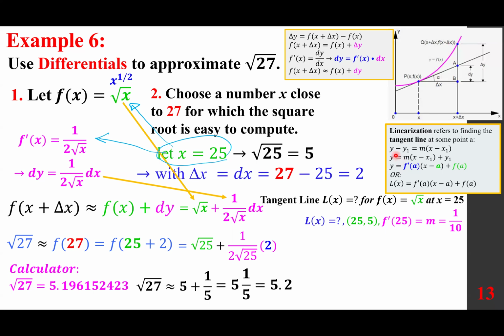y minus y1, that means y minus 5 equals m, 1 over 10, times x minus 25. If you distribute, you get 1 over 10 times x minus 25 over 10. And you should know 25 over 10 is the same as 5 halves. If you add 5, you get positive 5 halves. So L of x is 1/10 of x plus 5 halves.